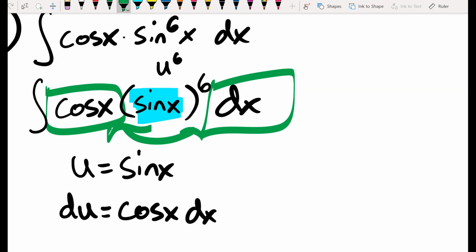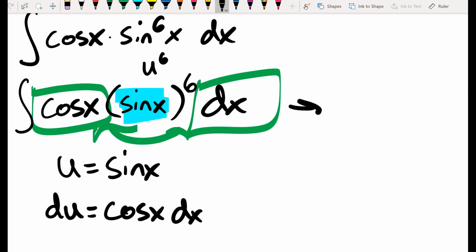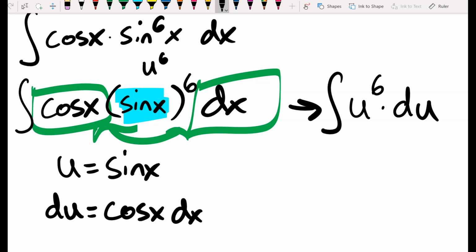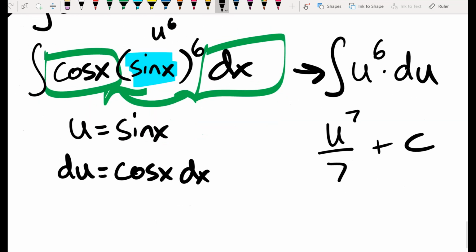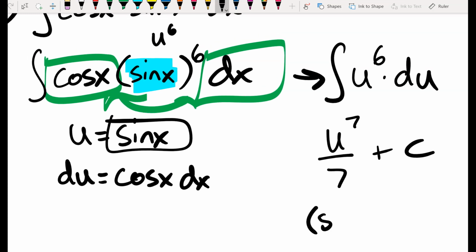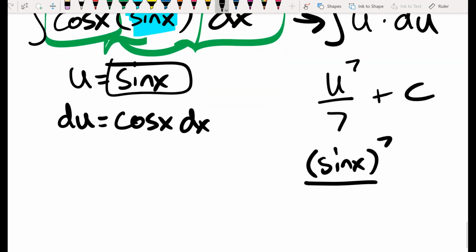So I'm just going to take those two guys, replace them with du, and this is very cleanly just the integral of u to the sixth times du. Now I am in business. I could add 1 to the exponent, divide by it, and of course there's a constant there. Now the only thing you need to be careful of is to make the substitution back in. So really, the integral of cosine x times sine to the 6th x dx is just sine of x to the 7th over 7 plus c. And if you don't believe me, you could differentiate just to check your answer.